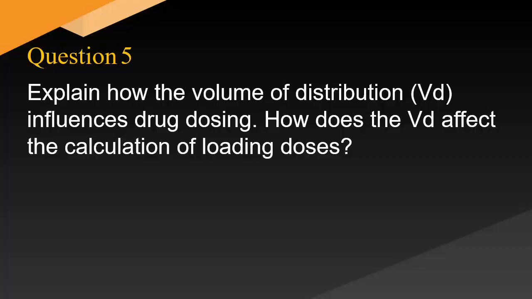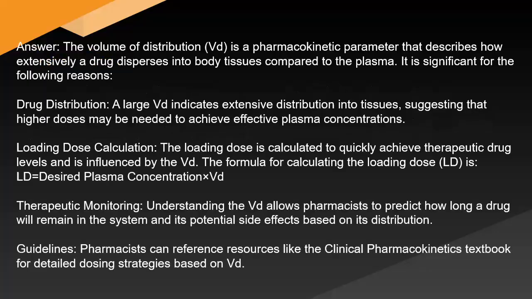Explain how the volume of distribution (Vd) influences drug dosing. How does the Vd affect the calculation of loading doses? Answer: the volume of distribution (Vd) is a pharmacokinetic parameter that describes how extensively a drug disperses into body tissues compared to the plasma. It is significant for the following reasons.